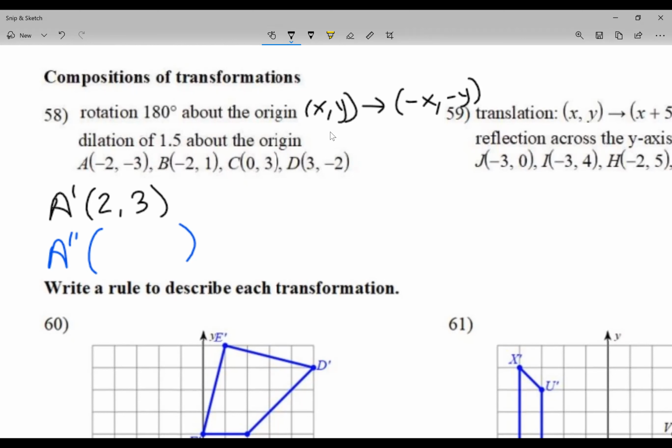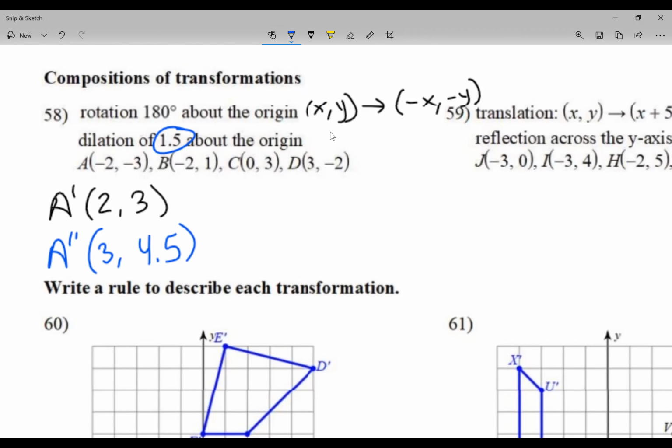And then for A double prime, I'm doing a dilation of 1.5 about the origin. Because my scale factor is more than 1, if I was to graph this, the image should get bigger. It's 1.5. So all I'm going to do is look at my values of A prime and multiply each of my numbers by 1.5. So instead of 2, 3, I get 3, comma 4.5. I multiplied each of them by the scale factor.